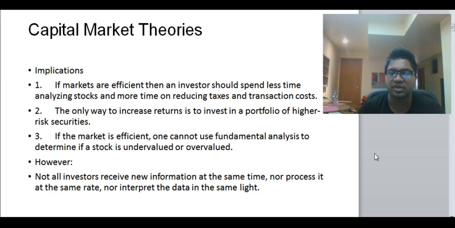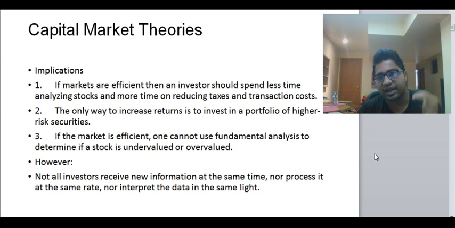The only way to increase return is to invest in a portfolio of high risk securities. It means that the only possibility for you to increase returns for your portfolio is to take more risk. So there is no free return. If you want more return, you have to take more risk. If the market is efficient, one cannot use fundamental analysis to determine if the stock is undervalued or overvalued.